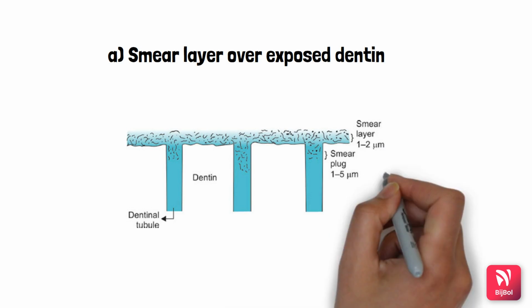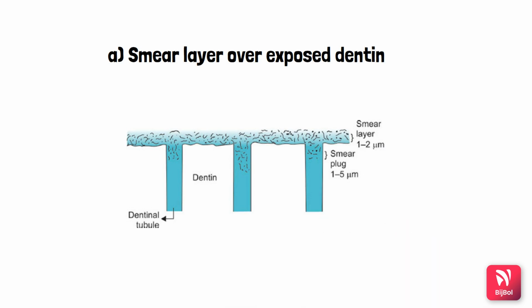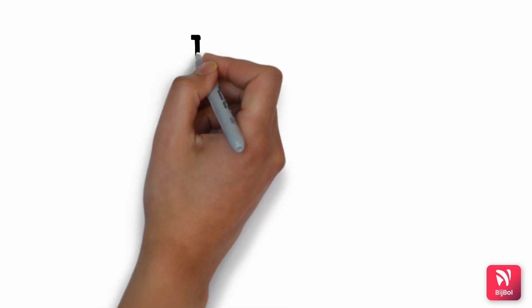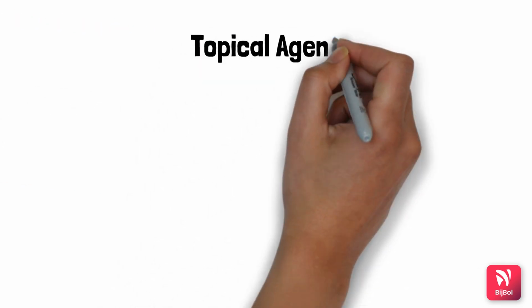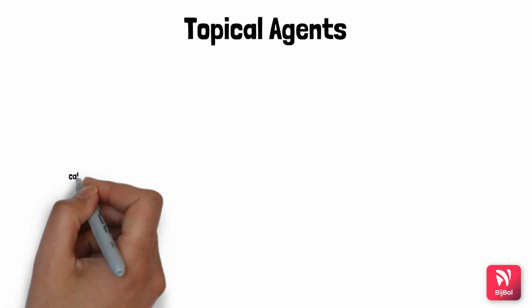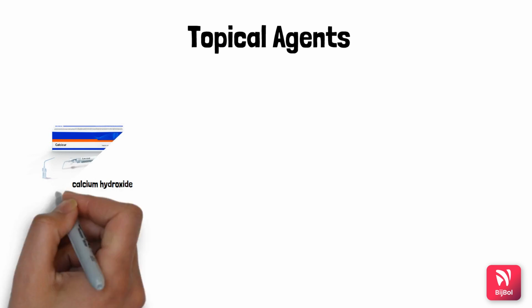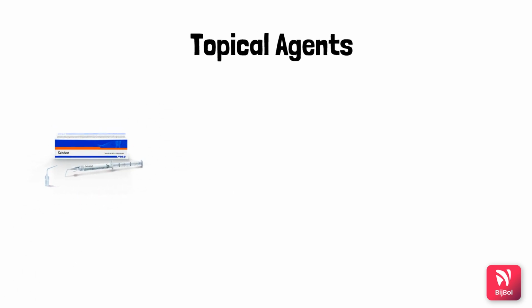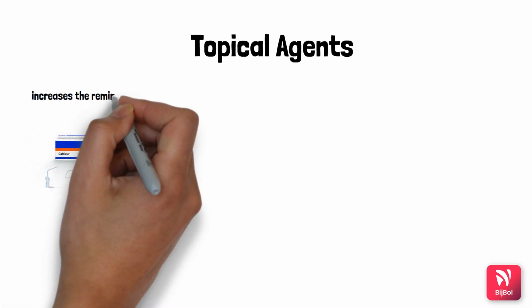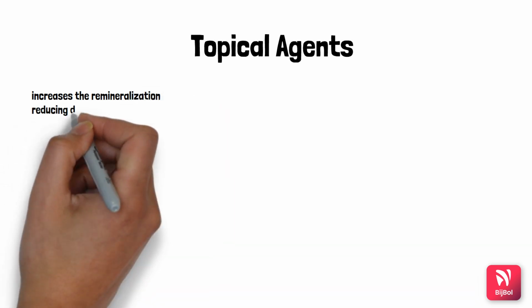This can be done by burnishing the dentin dry for a few minutes with an orange wood stick, which results in the formation of the smear layer and partially occludes the dentinal tubules, giving temporary relief from dentinal hypersensitivity. Next is the use of topical agents. In this, we can use calcium hydroxide powder to form a thick paste and place it on the exposed dentin, and this increases the remineralization of the exposed dentin, thus reducing the dentinal permeability.